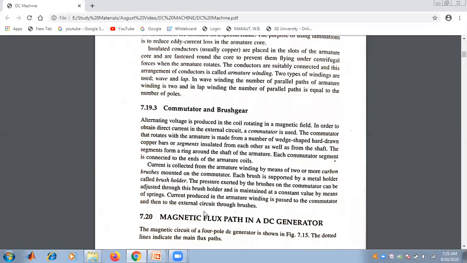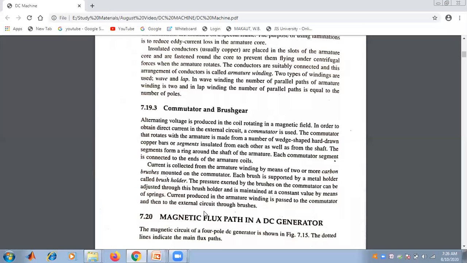The commutator that rotates with the armature is made from a number of wedge-shaped hard-turned copper bars or segments insulated from each other as well as from the shaft. The segments form a ring around the shaft of the armature. Each commutator segment is connected to the ends of the armature coil.